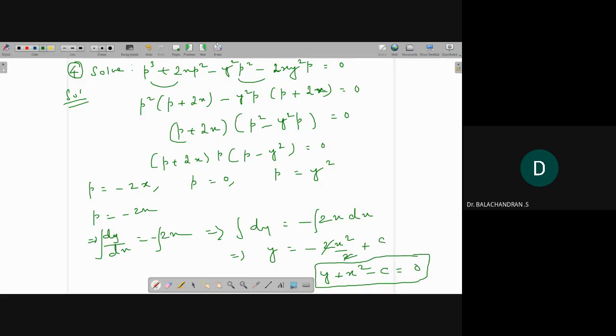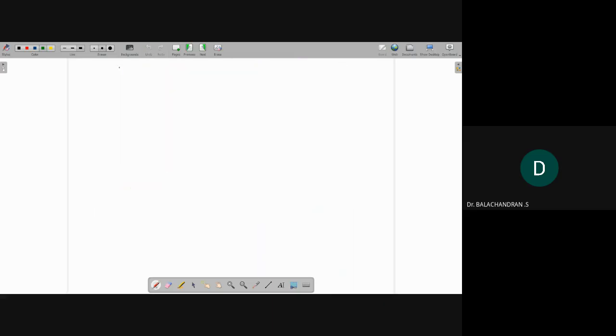So next, p equal to 0. This implies dy by dx is equal to 0. This implies dy equal to 0. If you integrate, you get y equal to c, or y minus c equal to 0.